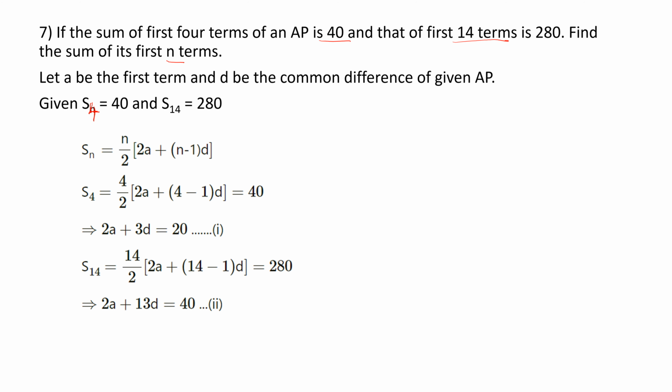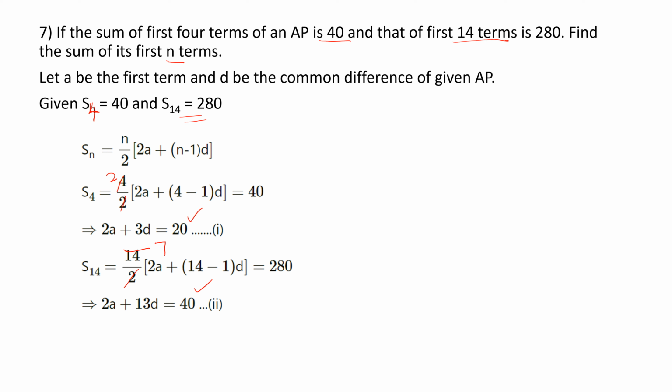So for the first 4 terms, n is 4. So 4 by 2 into 2a plus 4 minus 1 into d equal to 40. So 4 and 2 will get cancelled. So this 2 you can take to the right hand side. 40 by 2 will give you 20, and the 2a plus 3d will be 20. Equation number 1. Now sum of 14 terms, S14 equal to 14 by 2 into 2a plus 14 minus 1 into d is 280. Again 14 by 2 is 7. Take 7 to the other side. 280 by 7 is 40, and you get 2a plus 13d equal to 40.